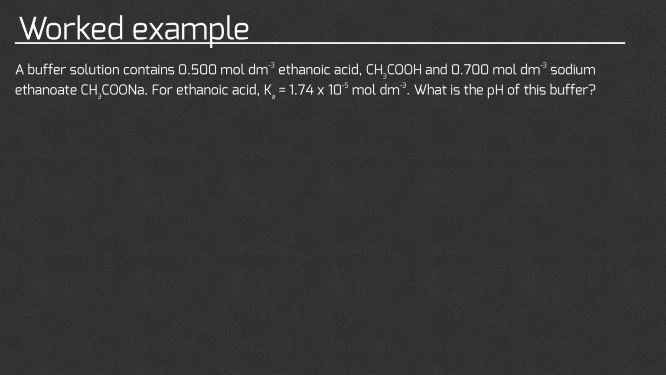So this question asks, a buffer solution contains 0.5 moles per decimeter cubed of ethanoic acid and 0.7 moles per decimeter cubed sodium ethanoate. For ethanoic acid, the Ka equals 1.74 times 10 to the minus 5. What is the pH of this buffer? Well, the first thing we need to do is write the Ka equation. So let's start off by writing the equilibrium.